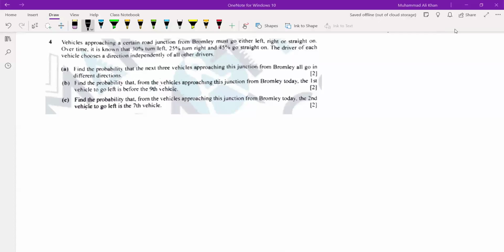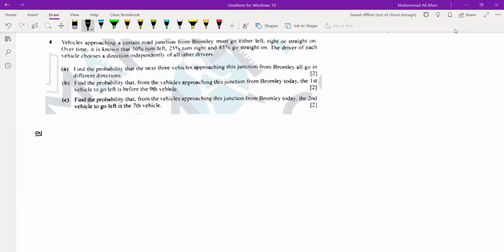Now, question number 4. Vehicles approaching a certain road junction from Bromley must go either left, right, or straight. Over time, it is known that 30% turn left, 20% right, 45% straight. The driver of each vehicle chooses a direction independently of all other drivers.